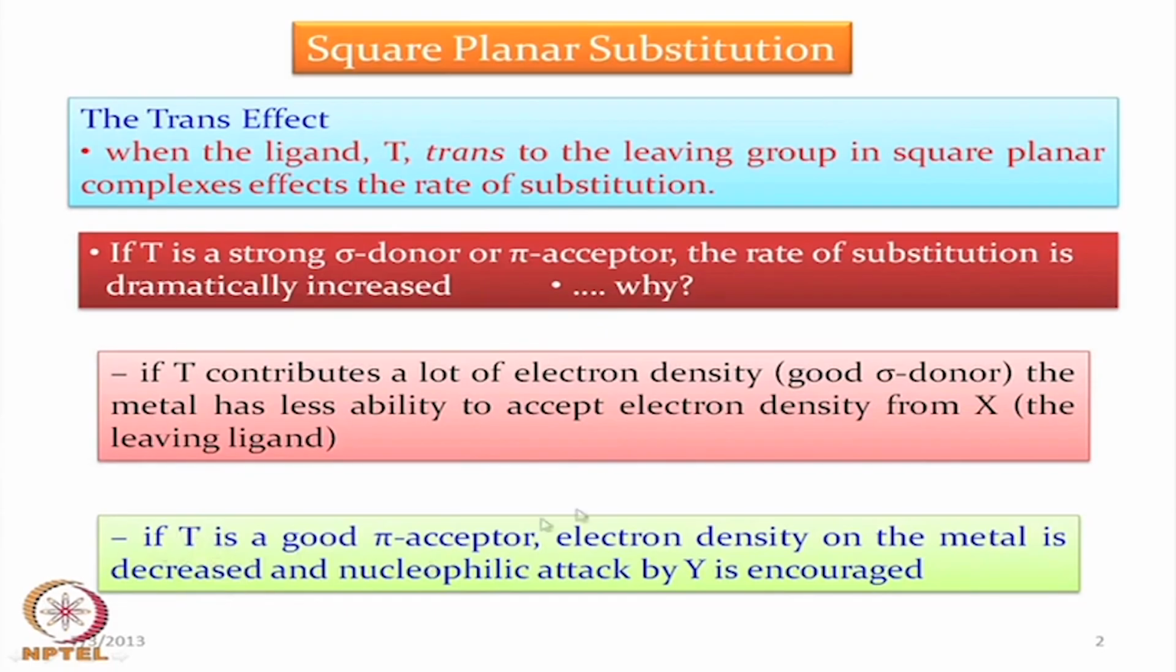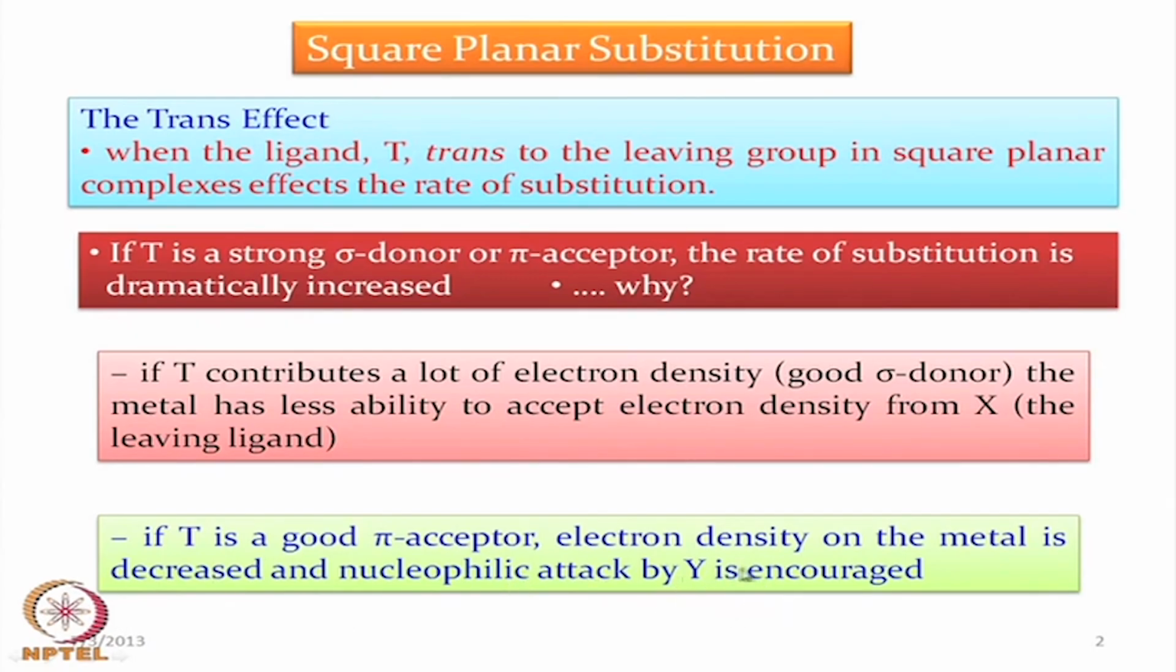So, if now instead of a good sigma donor, our T ligand is a good pi acceptor, the electron density on the metal is therefore decreased. That means it is withdrawing the electron density from the metal center through its metal-T pi bond. So, metal is forming a pi bond and T is also a very good pi acceptor withdrawing the electron density. As a result, the electron density over the metal center is decreased and nucleophilic attack by Y is encouraged.